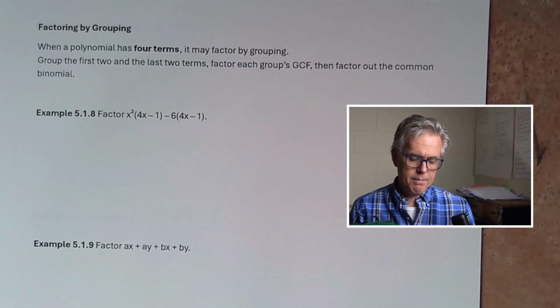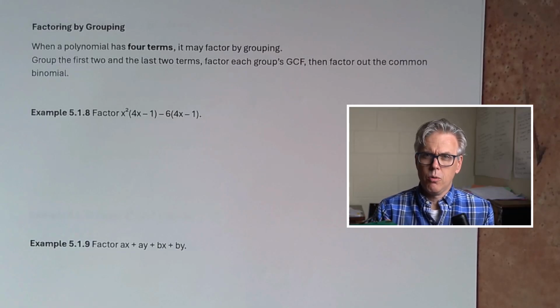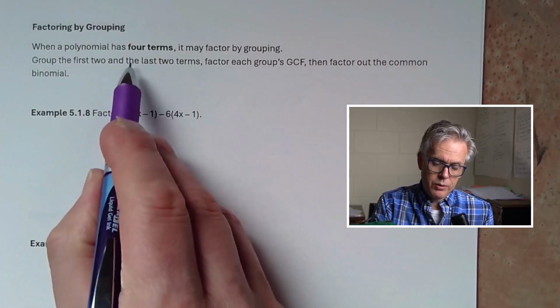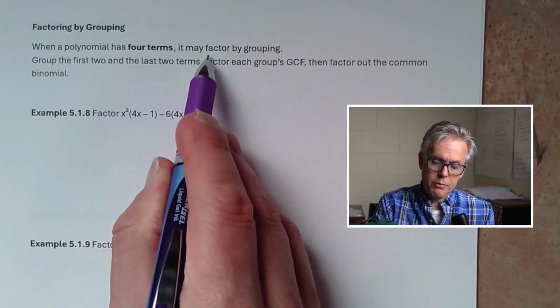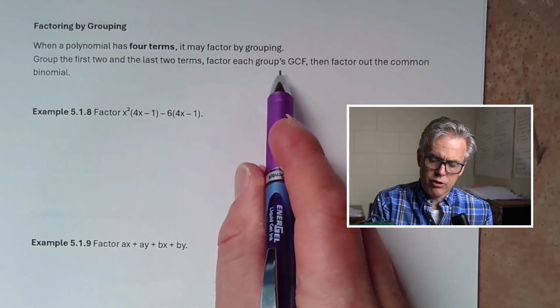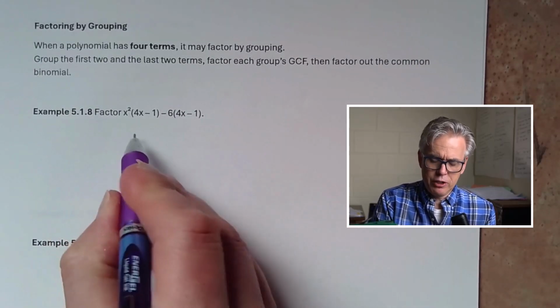Okay, we're still in the same section here, factoring by grouping. So now we're sort of doing the same thing, right? We're looking for common factors. If the polynomial has 4 terms, we can factor by grouping. So you group the first 2 and the last 2, and factor each group's GCF. It's usually easier to actually do it than to tell you how to do it. So let me just show you.